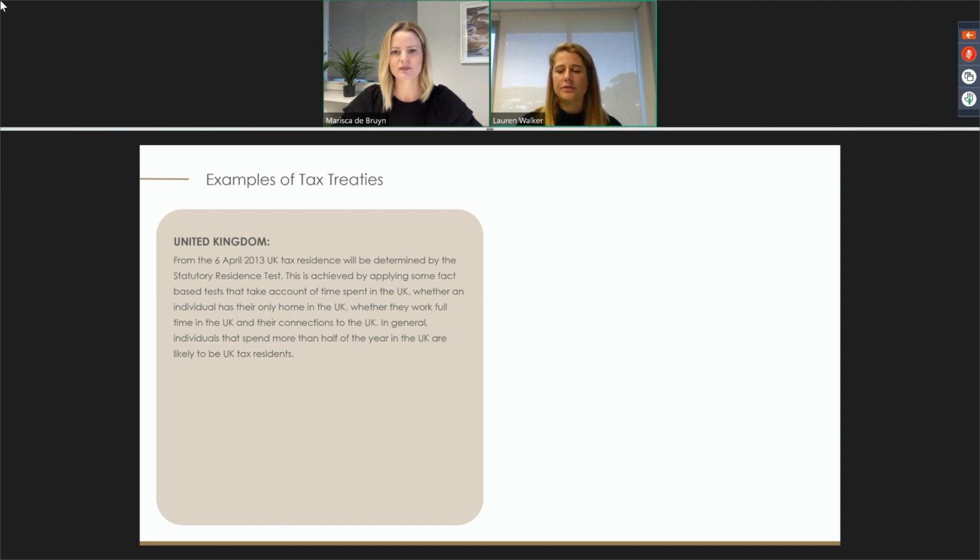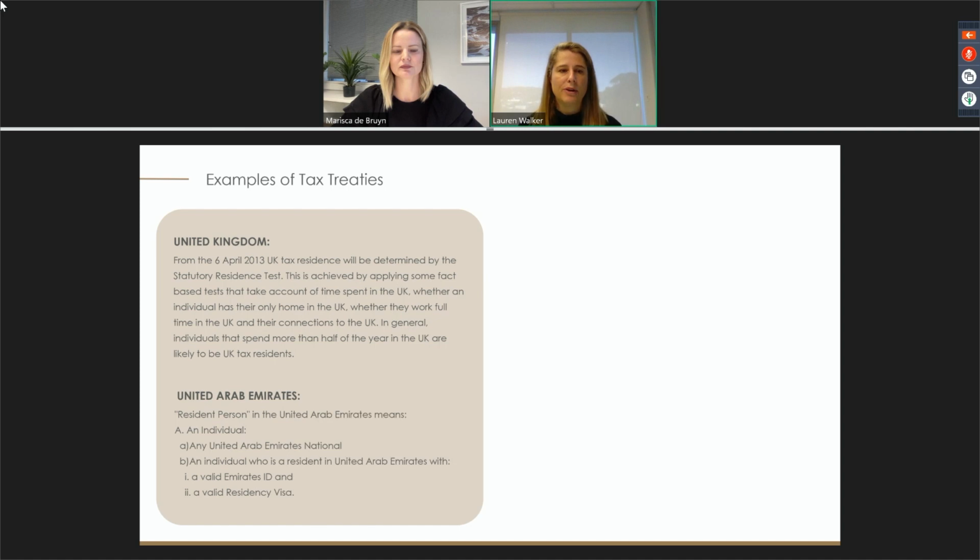Yeah, okay, interesting. Okay, let's look at another example that's quite common. If we look at the UAE, how does that get applied? Yeah. So for the UAE, if you have a valid Emirates ID and a valid residency visa, then you're a tax resident of the UAE. And you can't go to the UAE without having either of these. So it's almost immediately when you move there that you're a tax resident of the UAE.